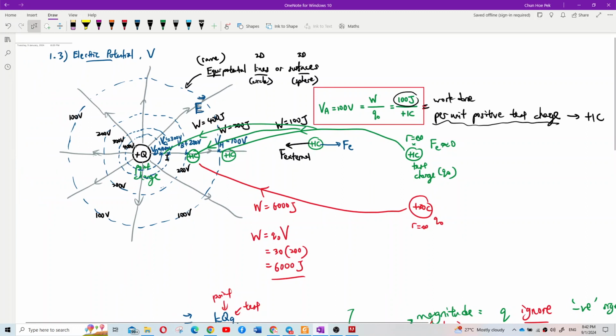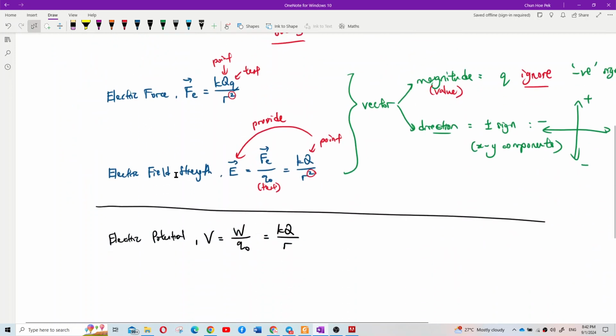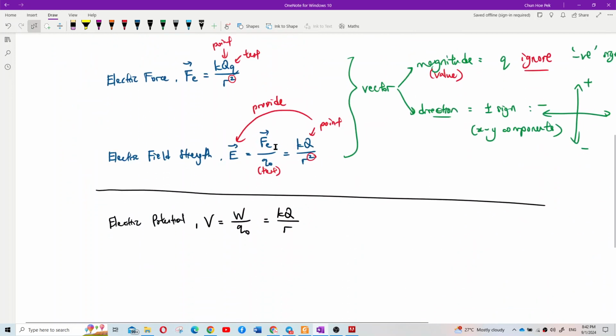This electric field line is provided by the point charge. These potential lines, 100 volt, 200 volt, are all also provided by the point charge. That's why electric field strength uses KQ, point charge, and potential also uses KQ, point charge. Understand? Because it's the point charge that provides the potential. Divided by test charge. Hopefully you remember this one.